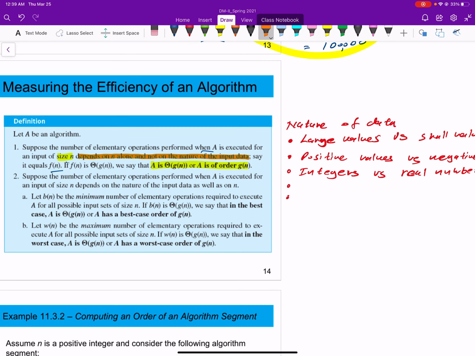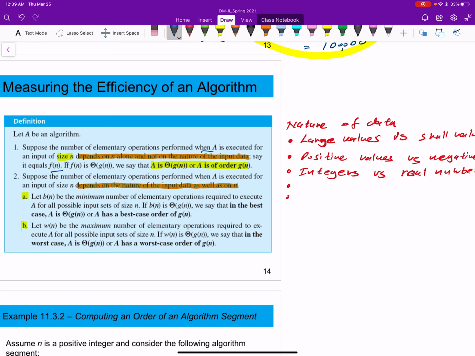And in the next case, which is different, suppose the number of elementary operations performed when A is executed for an input of size n depends on the nature of the data as well as on n. So now the nature of the data is considered. Now the scenario is different. There are two cases, first case and second case.